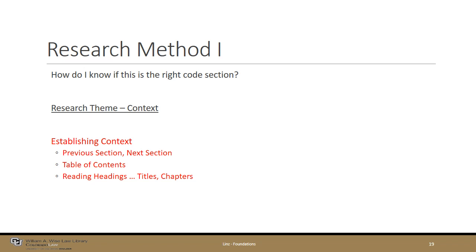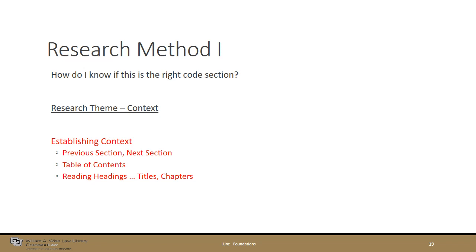Now that we have our result set, the question really becomes, how do we identify the appropriate definition section within that long list of results? So to do that, what we want to do is establish the context of that code section within the larger scheme of the code itself. And we have a couple different ways to do it. One is to look at a table of contents, look at the heading where that title and chapter, subchapter, etc.